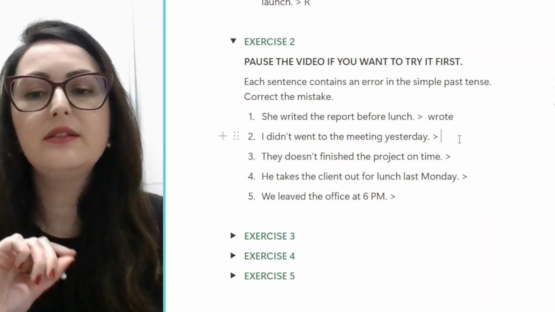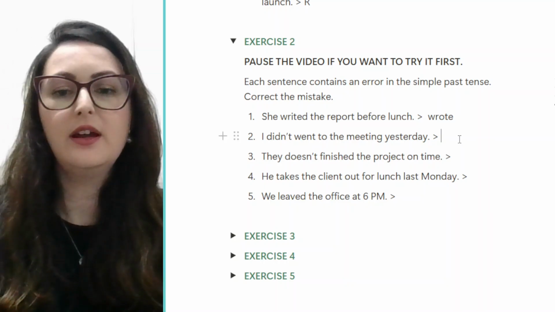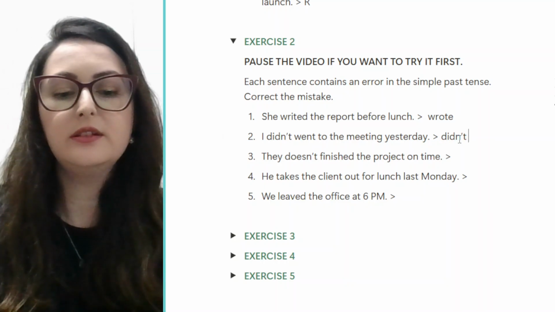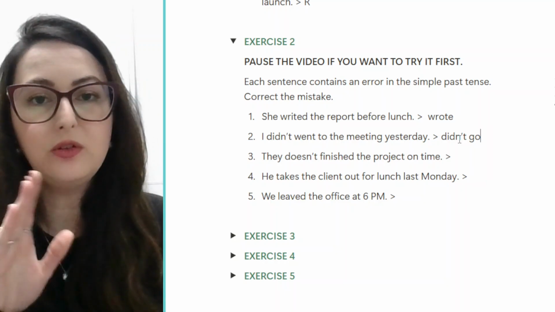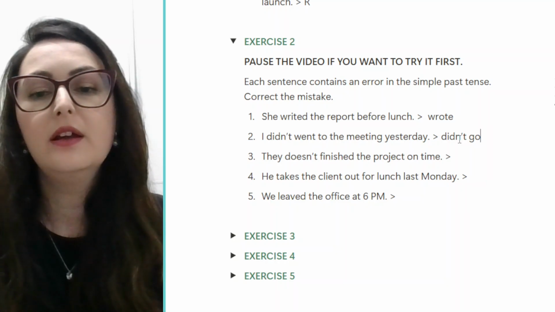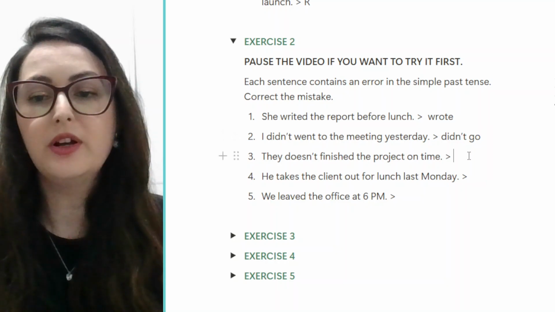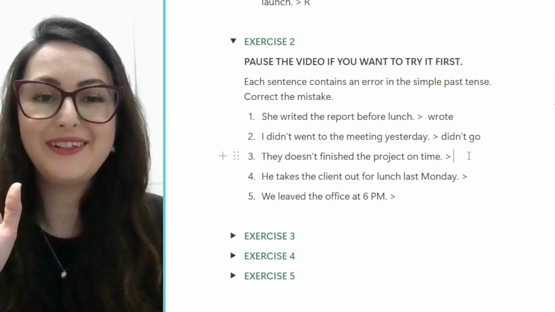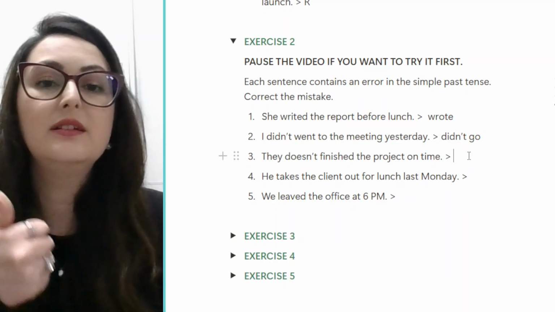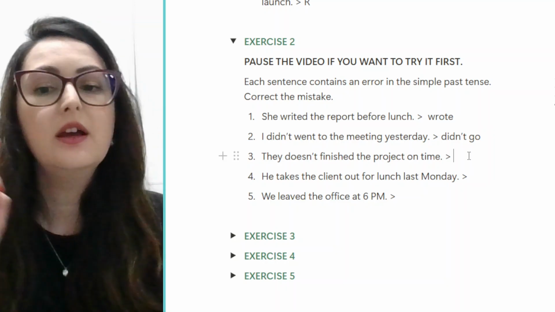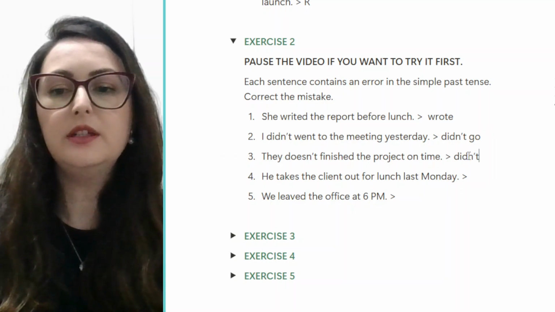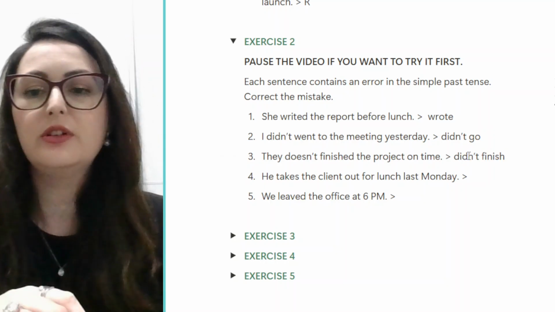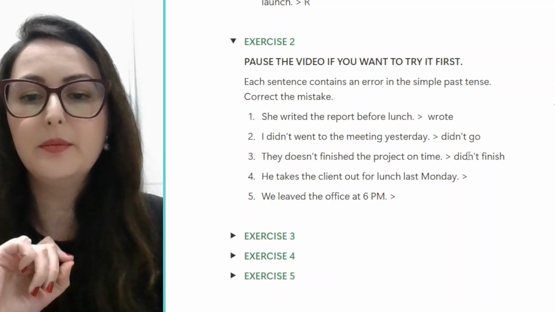I didn't went to the meeting yesterday. I didn't go to the meeting yesterday because we use the base form of the verb. They doesn't finished the project on time. Now this is completely incorrect because doesn't is in the simple present tense and finished is in the past. So, they didn't finish the project on time.